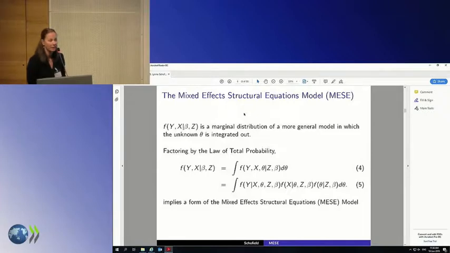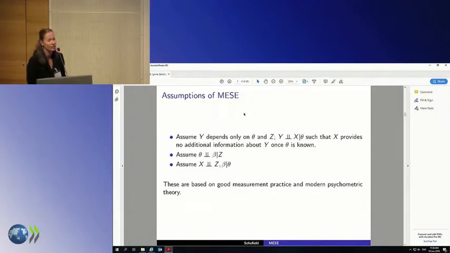Now I'm going to simplify this a little with three relatively simple assumptions. So first, I'm going to assume that y depends only on theta and z. So once I know theta, knowing the item responses doesn't give me additional information about y. Second, I'm going to assume that theta is conditional on beta given z, right? Once I know z, the effect of z on y doesn't really tell me much more about theta. And I'm going to assume that the item responses are independent of any of those background variables, right? So all of these assumptions kind of come from good measurement practice, right? If we have a good, well-designed test, this should be true.